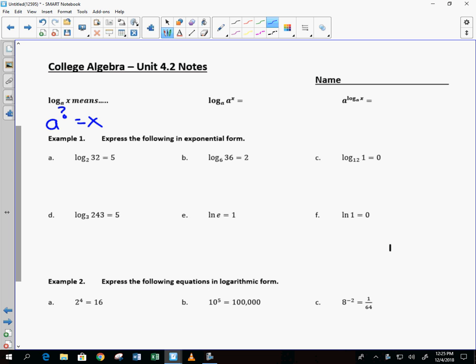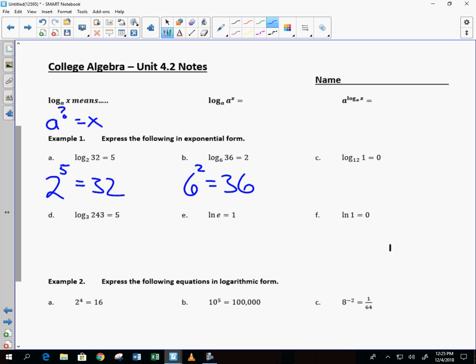So first of all, by definition, log base 2 of 32 equals 5. That means that a base of 2 with an exponent of 5 is equal to 32. So logarithms produce exponents. So you can see that the base 6, the exponent 2, produces 36. So 6 to the second power is equal to 36. So you can always take a logarithm and write it in exponential form.